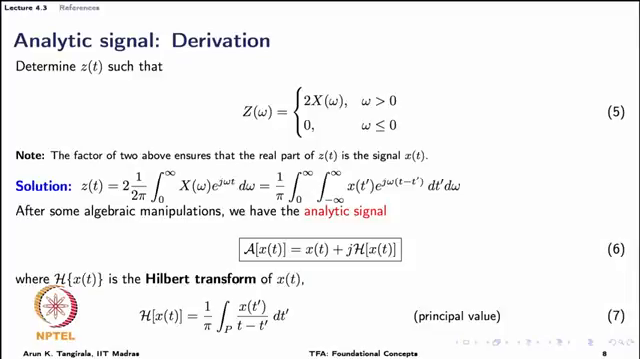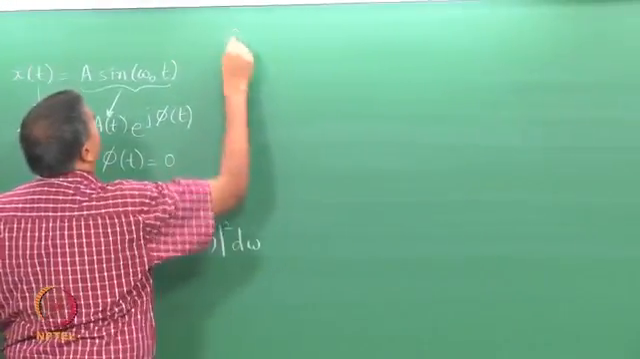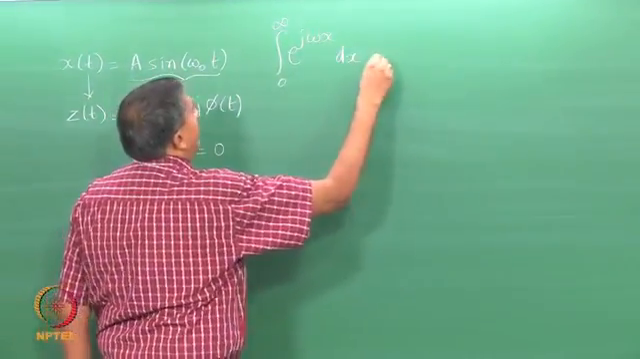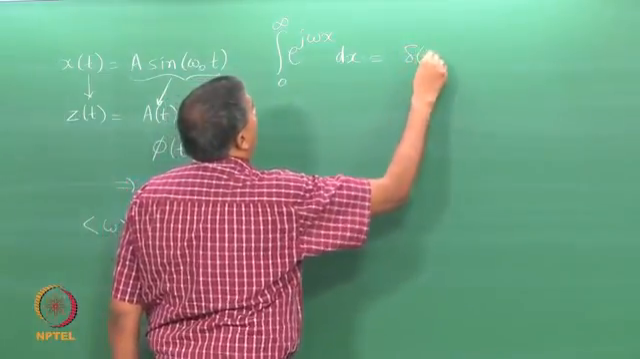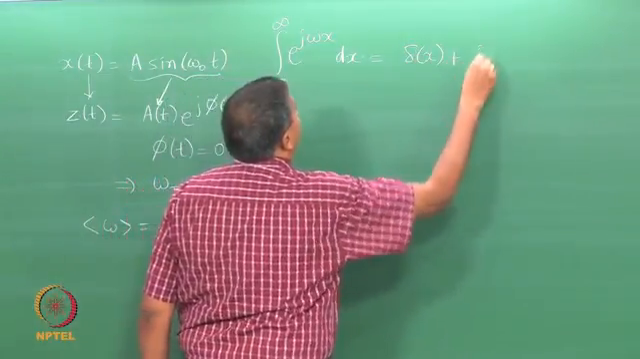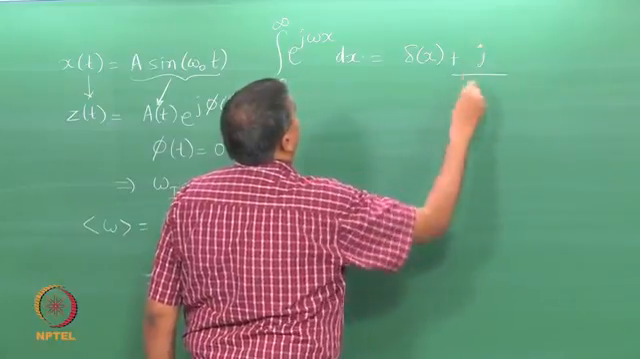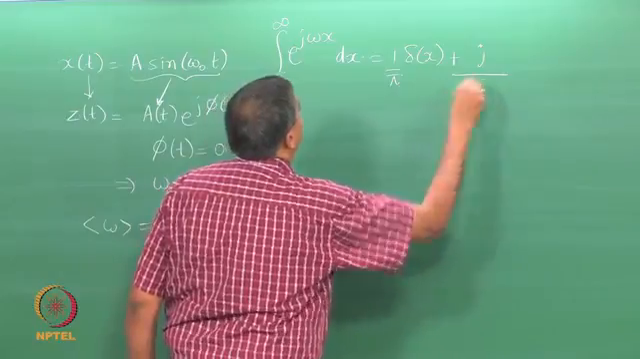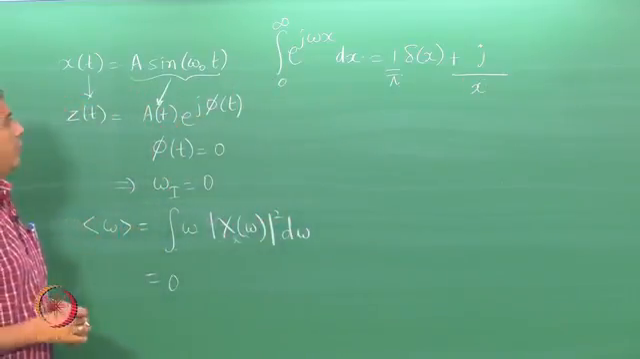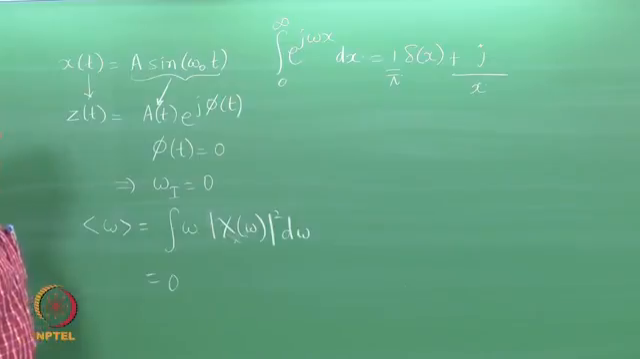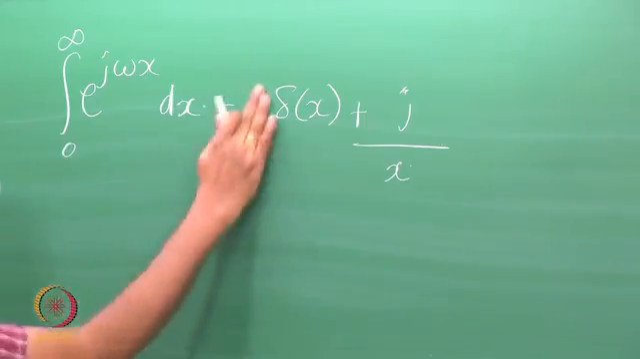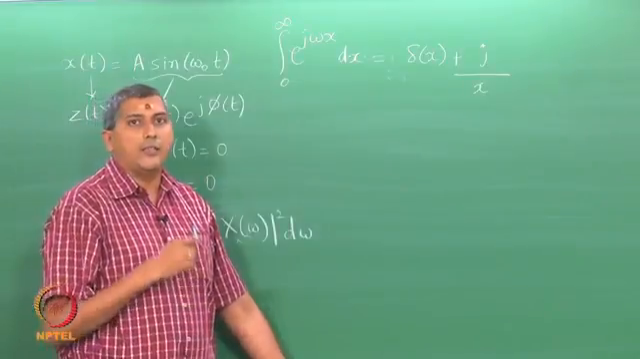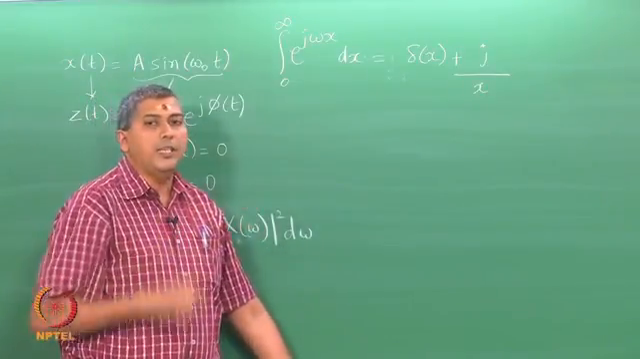So, the integral from 0 to infinity of e to the j omega x dx is given by delta of x plus j over x. There is no 1 over pi here. So, delta of x plus j over x. Now, you apply this result to the given integral.